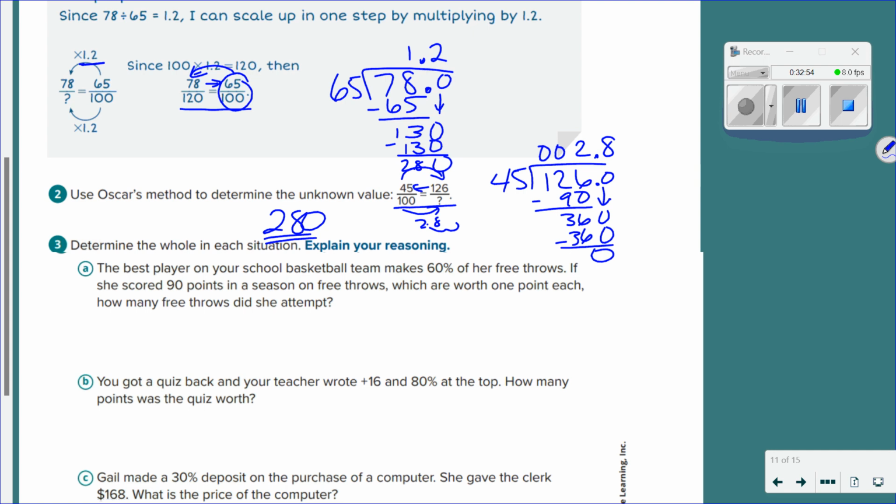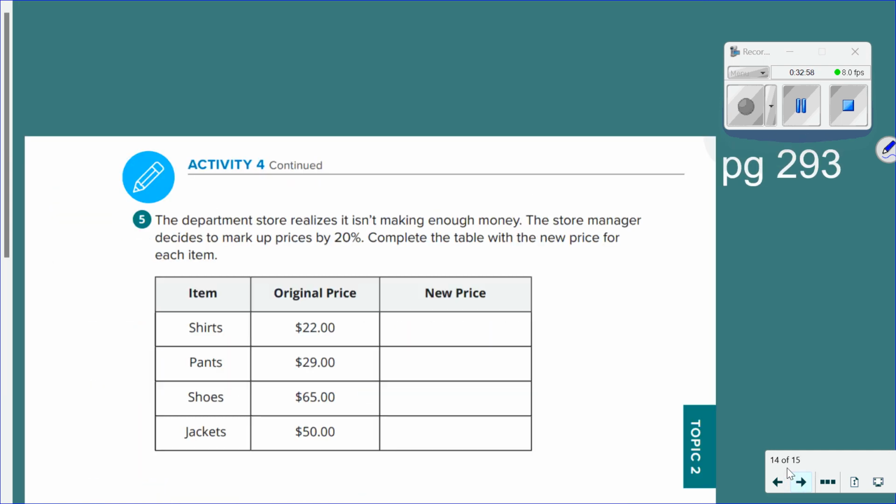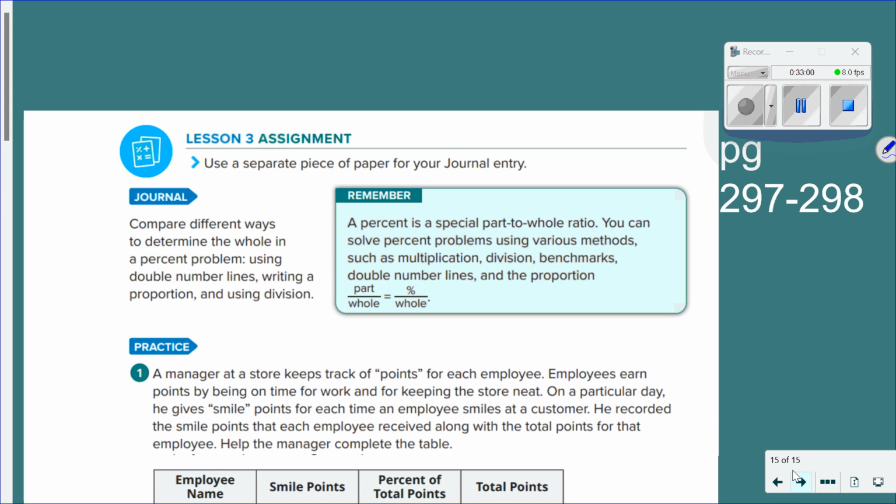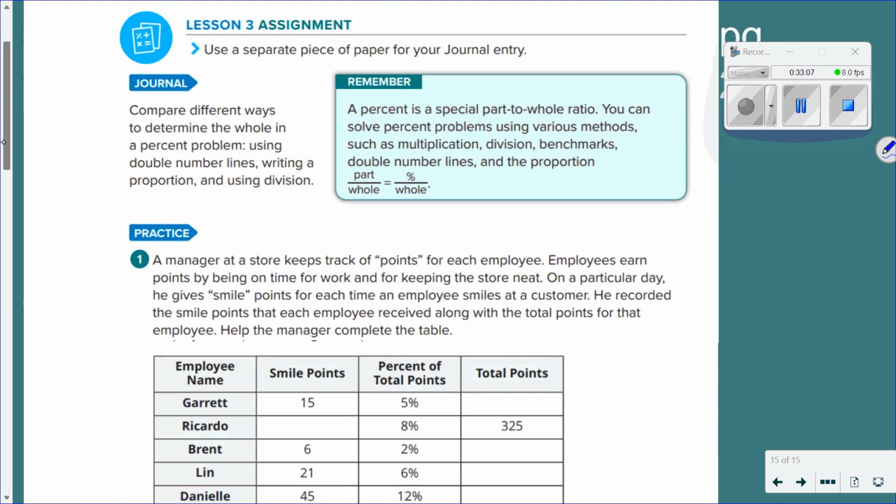Okay, let's go to our homework. So we need to go over that real quick. Page 297. Please quiet down so that I can go through this. We didn't get as much practice in this as we would hope, but realize this whole concept comes down to, I compare the part to the whole, is my percent over 100.